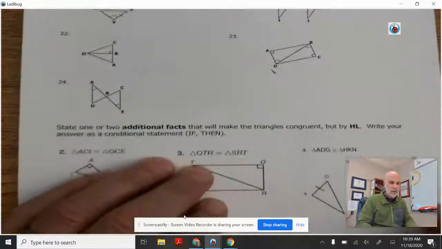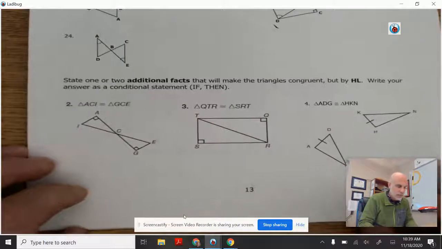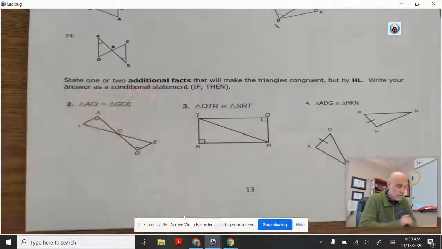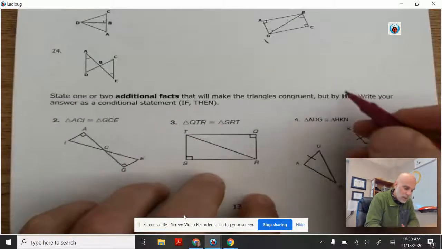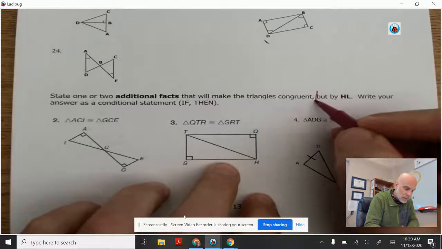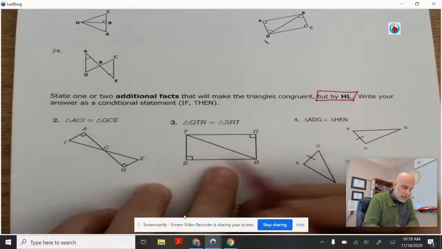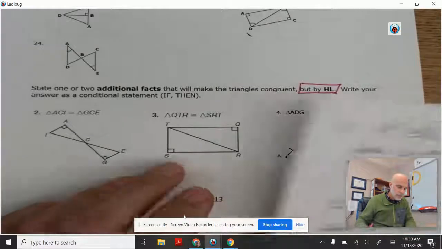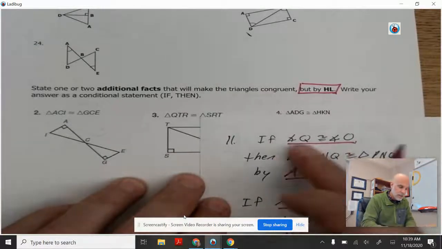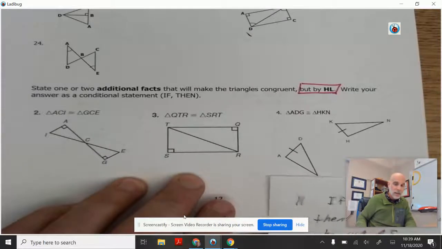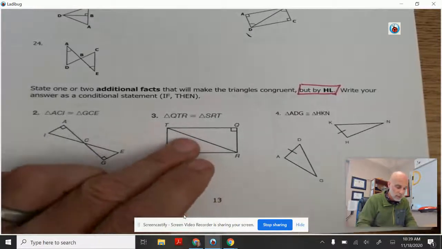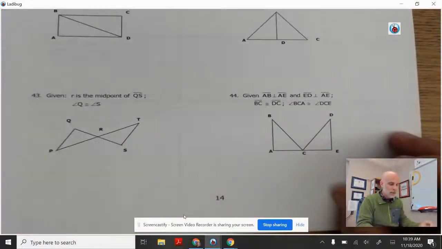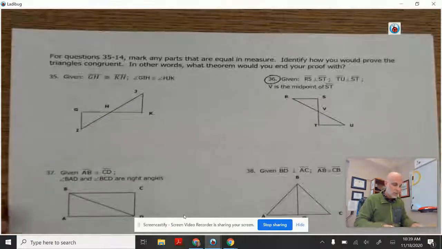Okay, down here at the bottom, this one's a little bit different. It says state one or two additional facts that would make HL happen. So this one down here just focuses on HL. You need to write out your if-then, just like we did on these. You'd have two additional facts if you need them. You may not need two additional facts. Okay, the last page I want you to do in this set is page 14.